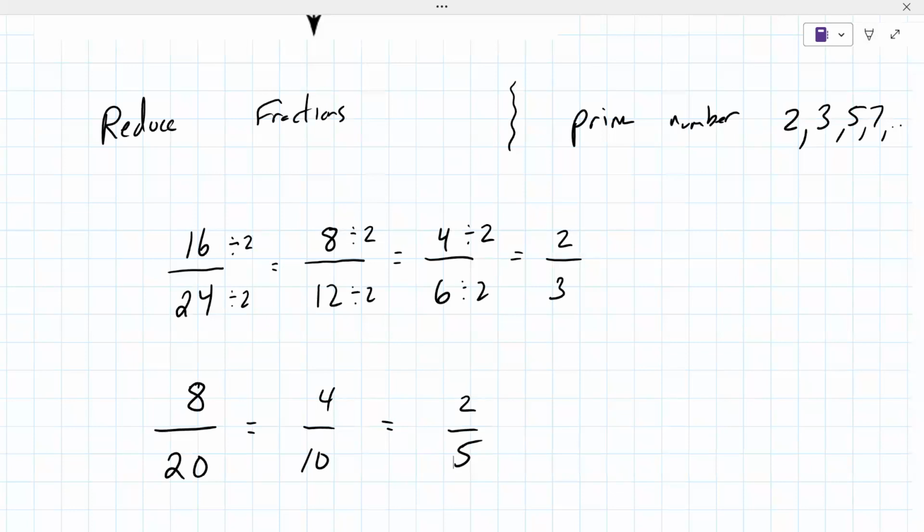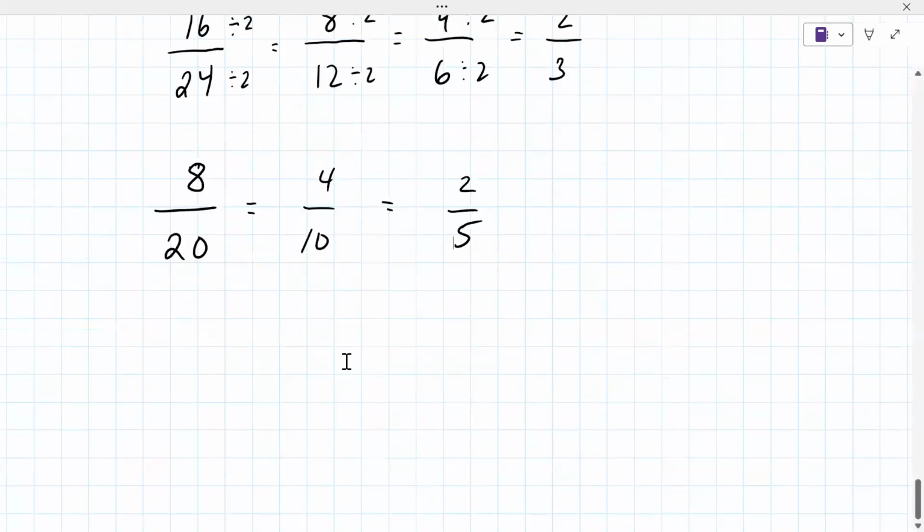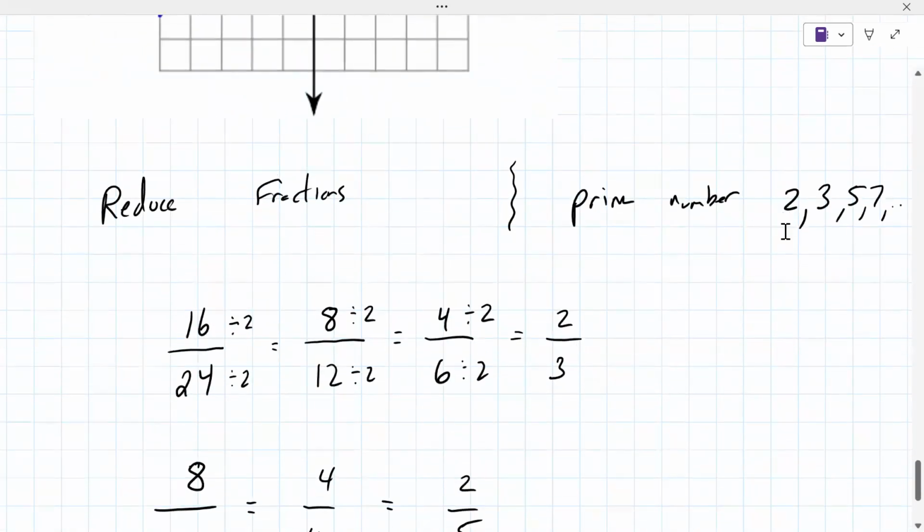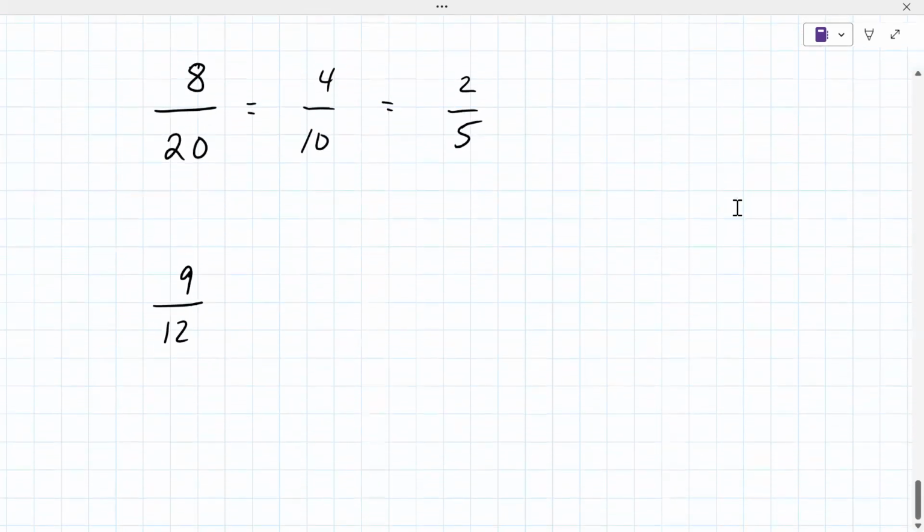Good. All right. Now let's look at a different fraction here. Let's look at 9 divided by 12. Okay. Does 2 go into 9? Is 9 divisible by 2? No. So the first number you always try is 2. If 2 doesn't work, guess which number you go to? 3. Yeah. So is 9 divisible by 3? Yes. Is 12 divisible by 3? Yes. All right. If they're both divisible, you divide.